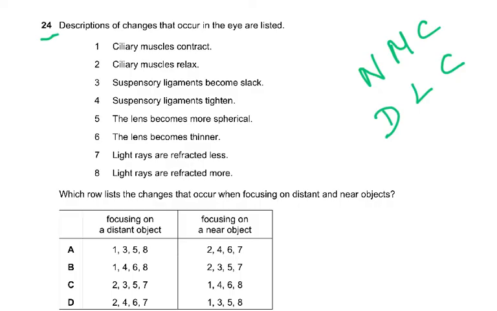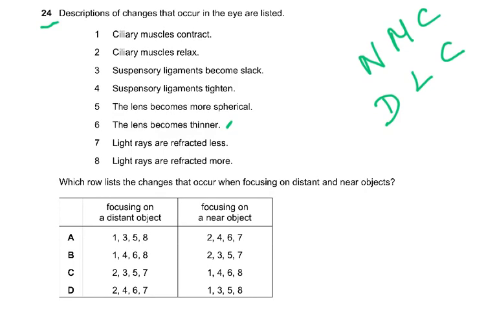So looking at all this, you've got to know it. So focusing on a distant object will be less convex. So you've got to figure this out. Which row lists the changes that occur when focusing on a distant object? So a distant object would be less convex.